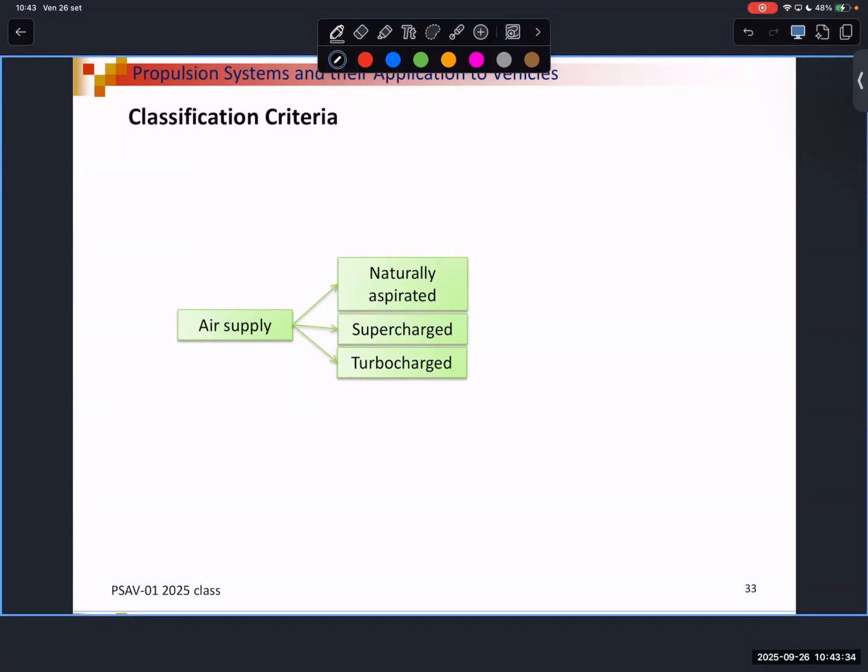And we can have naturally aspirated, so the air is directly taken from the external environment. How? The piston is moving down, producing a decrease of pressure because the volume is increasing, and so the air is naturally moving from the external environment to the cylinder. And this is most of the engines that we can find on the market, especially in the past. Nowadays, we are including supercharged and turbocharged. We consider an air pressurization.